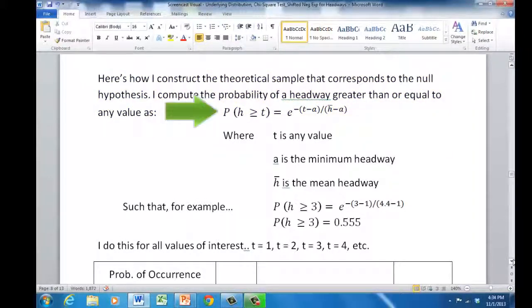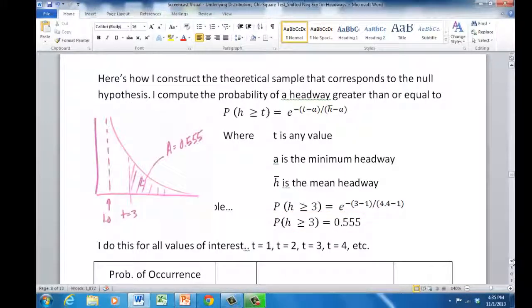here. This function depends on t, and I can substitute any value, t equal 1, t equal 2, t equal 3. This function depends on a, which I've defined as the minimum headway, and h bar, which I've defined as the mean headway. For example, I can determine the probability of a headway greater than or equal to 3. I substitute the corresponding values and solve for 0.555. This represents the area under the curve to the right of 3.